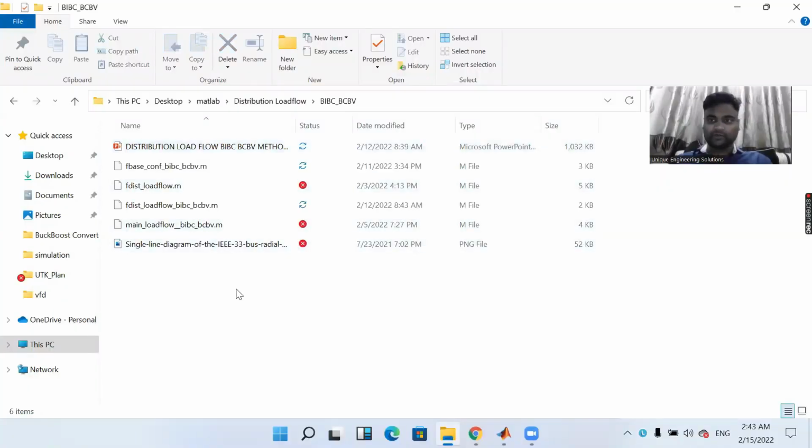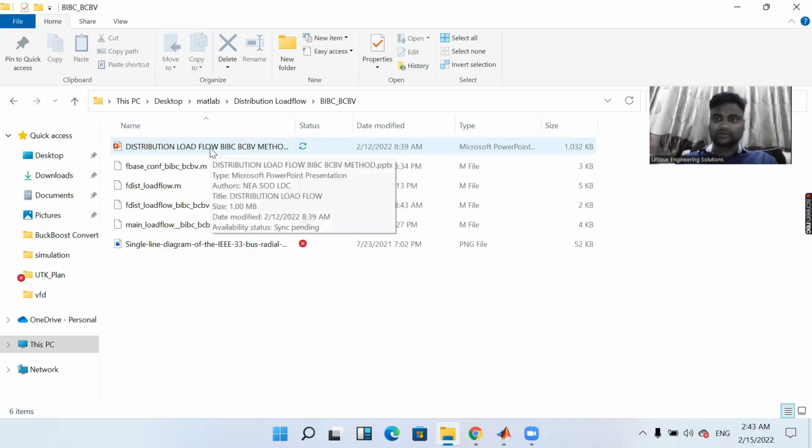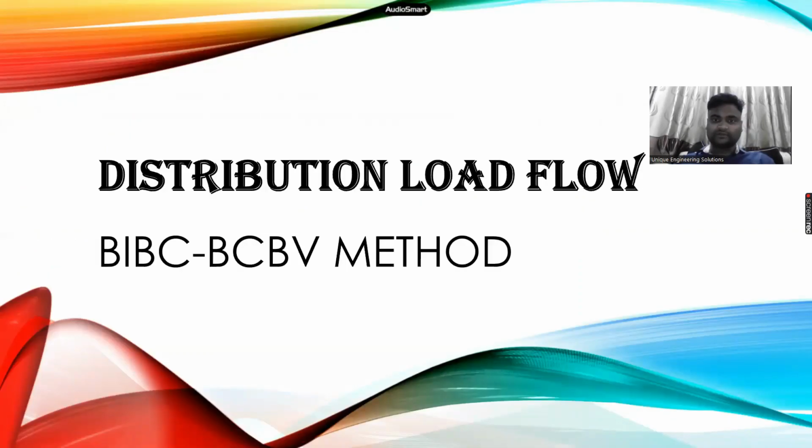I have already opened the Matlab file. First of all, we have to understand the theory behind it. The radial distribution load flow can be performed by using forward backward sweep, that is using the power summation method, as well as the BIBC BCBV method.